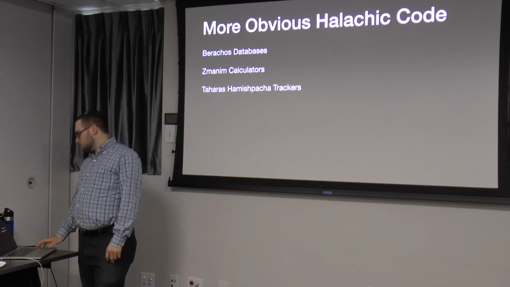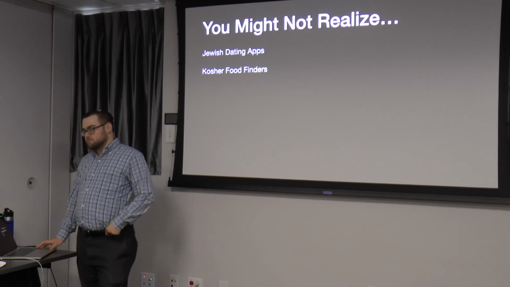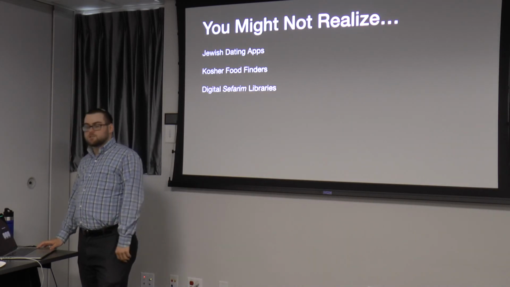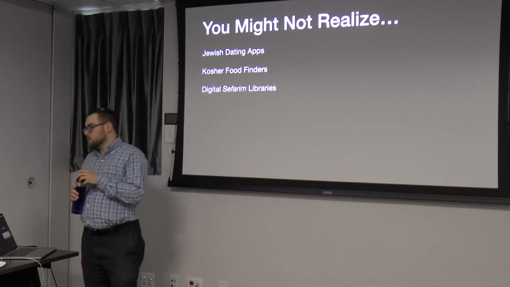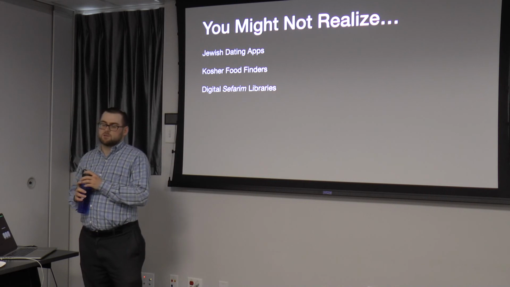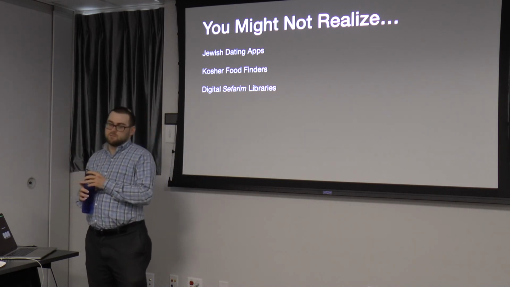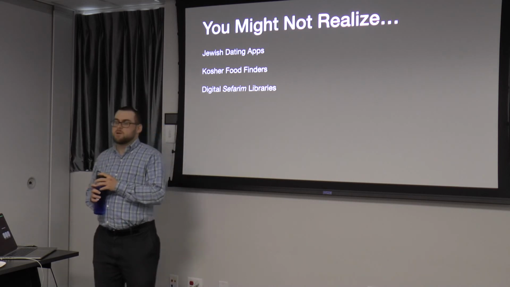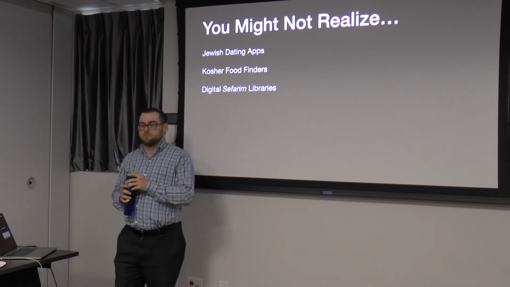But some of the less obvious ones are Jewish dating apps, kosher food apps, and digital sefarim libraries. So the Jewish dating app is halachic because your users are assuming that everyone who's using the app is actually Jewish, and in the case of Frum, people actually frum. So you're essentially giving a cheskas kashrus on the yichus of all the users on your app, if you don't do it the right way.